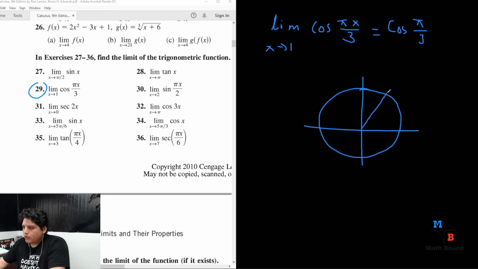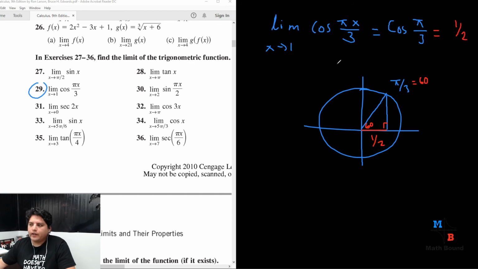Pi over 3 is somewhere up here. And when we're talking about cosine, they're referring to the x component of this triangle that we form at this angle. Well, if you remember your 30, 60, 90, remember pi over 3 is the same as 60 degrees, and this angle right here is 90. Turns out that the cosine of pi over 3 is going to be equal to 1/2. Therefore, this is just equal to 1/2. And there's your limit. We found the limit as x approaches 1 of cosine of pi x over 3.